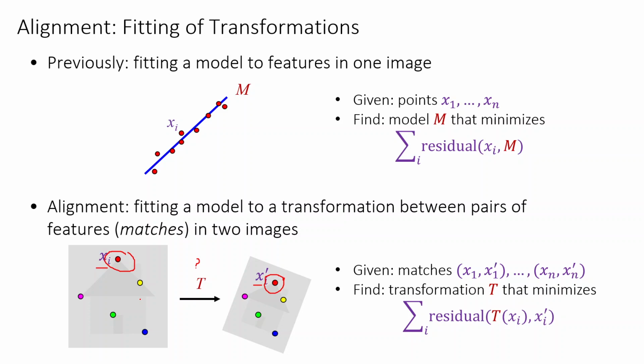and vice versa. So the problem is given matches x1, x1 prime up until xn, xn prime, find the transformation T that minimizes some residual between xi prime and the transformed xi. So when we find this transformation, we must have these xi's landing on top of their corresponding xi primes. That's the idea. So you can see it is an alignment.